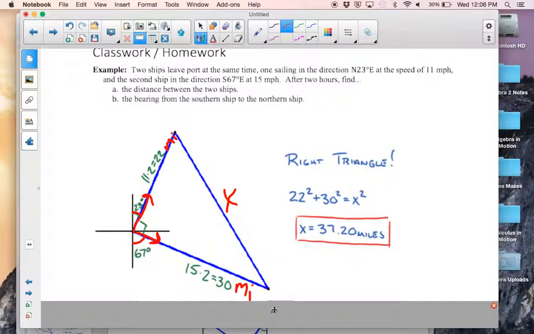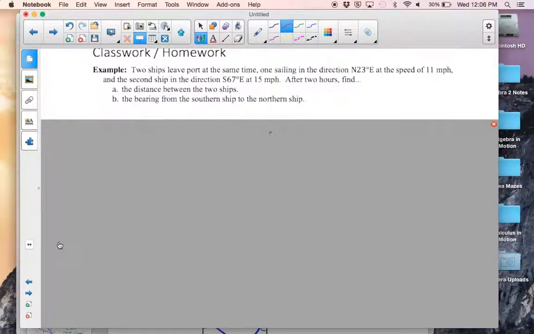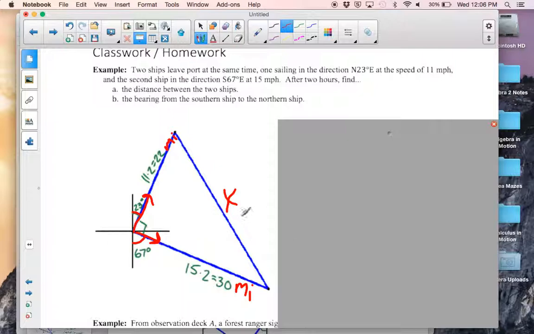Over here, the answer is already there, and you can check the answer key. This actually ends up being a right triangle. If you figure out this angle here, you could use the Pythagorean theorem. And then the bearing from the southern ship to the northern ship. So here's the southern ship.